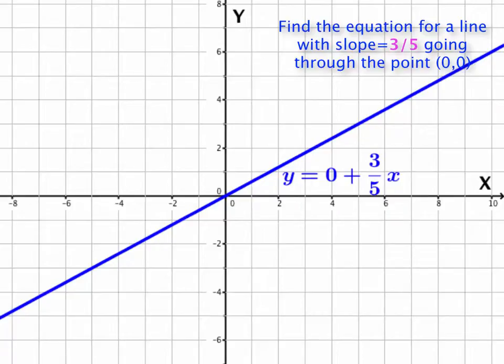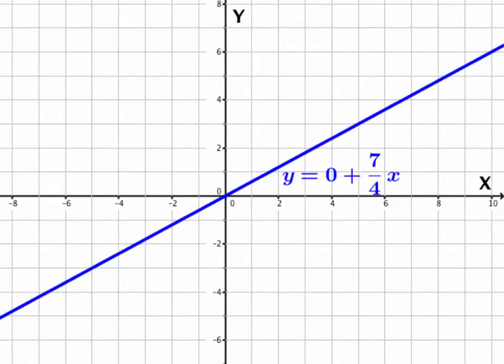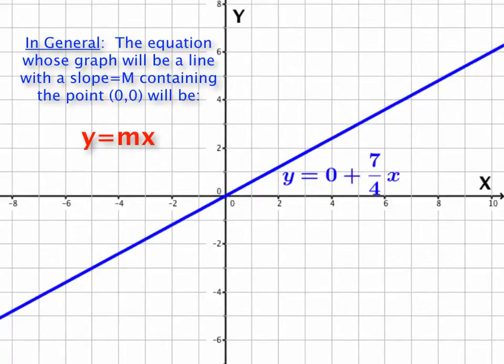3/5 x. And last but not least, what if we wanted the slope to be 7/4, still containing the point (0, 0)? 0 is still going to be the y-intercept, the slope is 7/4, so I think our equation would be y equals 0 plus 7/4 x, or of course just y equals 7/4 x. In each of these equations, we didn't have to have that 0 there. I like to have it, but you didn't need to. And in general, we can say that the equation whose graph will be a line with the slope m containing the point (0, 0) will just be y equals m times x.